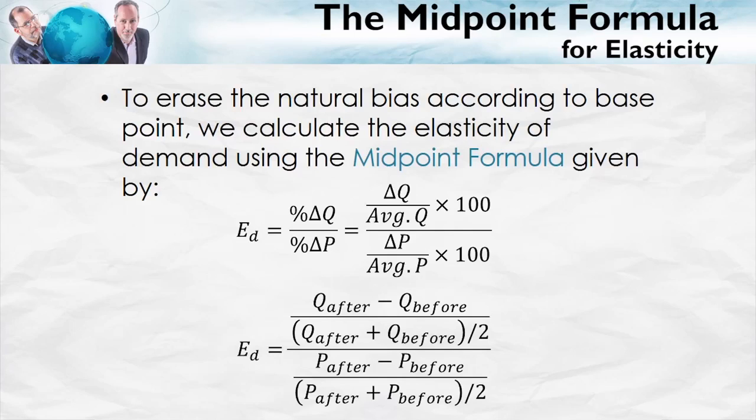So that's a little bit of a mouthful, but everything I think is fairly simple. Just remember, change in quantity divided by the average quantity, and you should always be able to calculate this. Let's give an example.